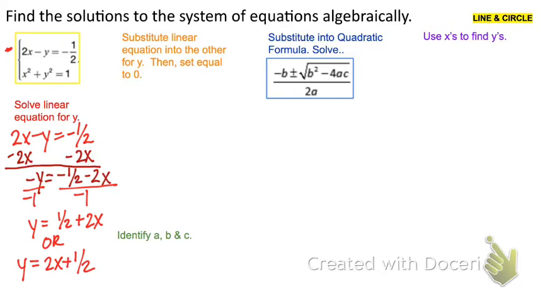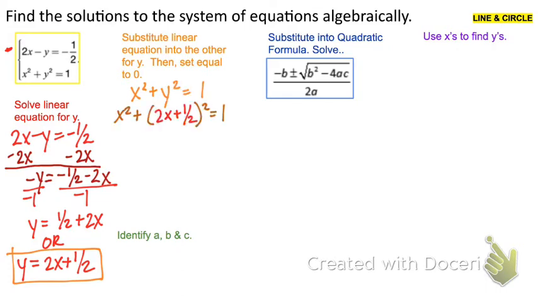Once we know what y equals, in this case y equals 2x plus 1/2, we're going to take the second equation and substitute that in for y. At this point, we need to start simplifying this and then move it so it is set equal to 0.